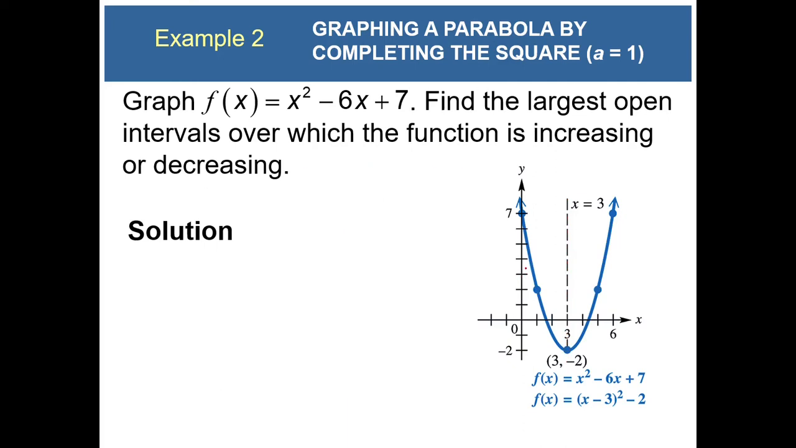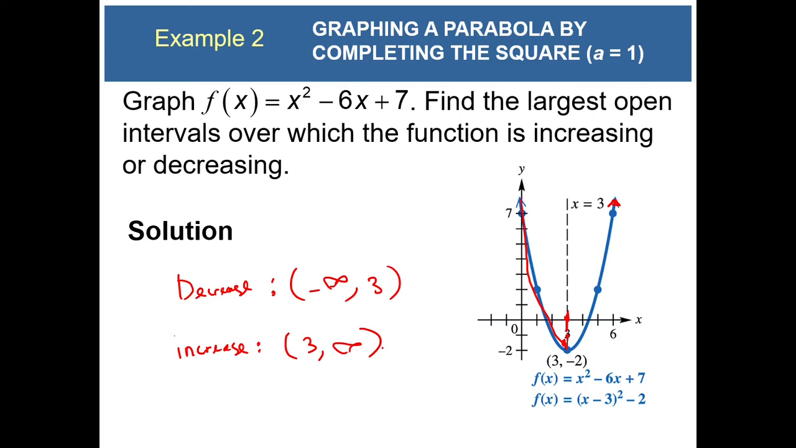Let's discuss where it increases or decreases. If I go from left to right, it looks like it's decreasing, and it stops here at the vertex. So it's going to decrease from negative infinity to 3. So we're looking for the value here. When x is equal to 3, it decreases. So negative infinity to 3. It is going to increase when we start from the x value of 3 all the way to infinity. So it's from 3 to infinity.